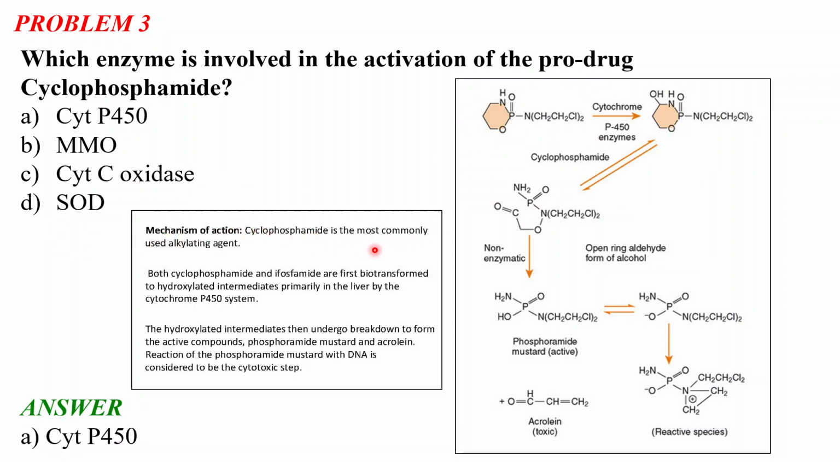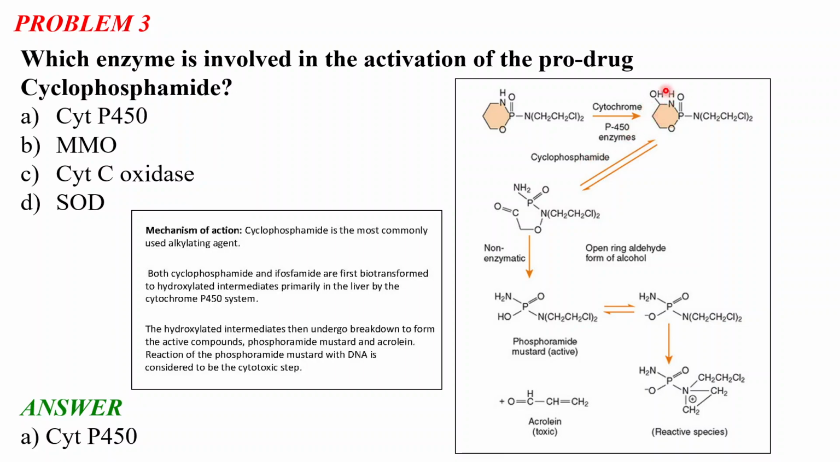Cyclophosphamide is a most commonly used alkylating agent, and both cyclophosphamide and ifosfamide are first biotransformed to a hydroxylated intermediate, primarily in the liver by the cytochrome P450 system. The hydroxylated intermediate then undergoes breakdown to form the active compounds phosphoramide mustard and acrolein. Reaction of phosphoramide mustard with DNA is considered to be the cytotoxic step. Okay, so this is the overall mechanism for the activation of cyclophosphamide, and as you can see, the first step is the activation of this prodrug to the hydroxy form by the cytochrome P450 enzymes.